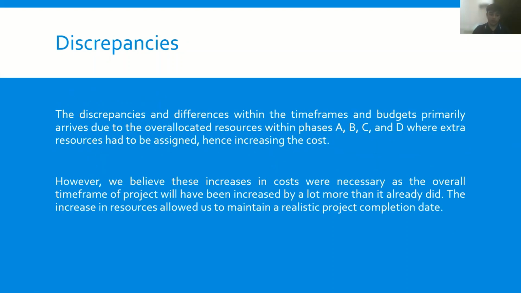Now moving on to discrepancies. The disparities and variances in timetables and budgets are mostly due to over-allocated resources in phases A, B, C, and D, which prompted the allocation of additional resources, hence raising the cost. However, we believe that these cost increases were essential because the project's total timeline would have been significantly extended. We were able to maintain a realistic project completion schedule due to the increases in resources.